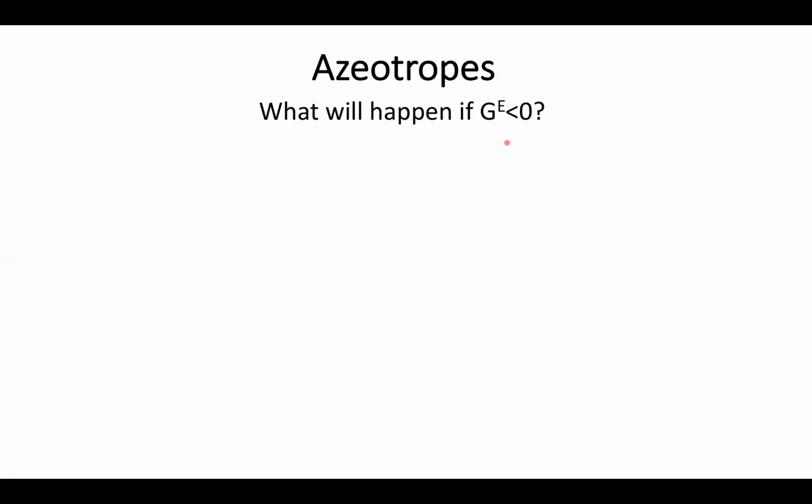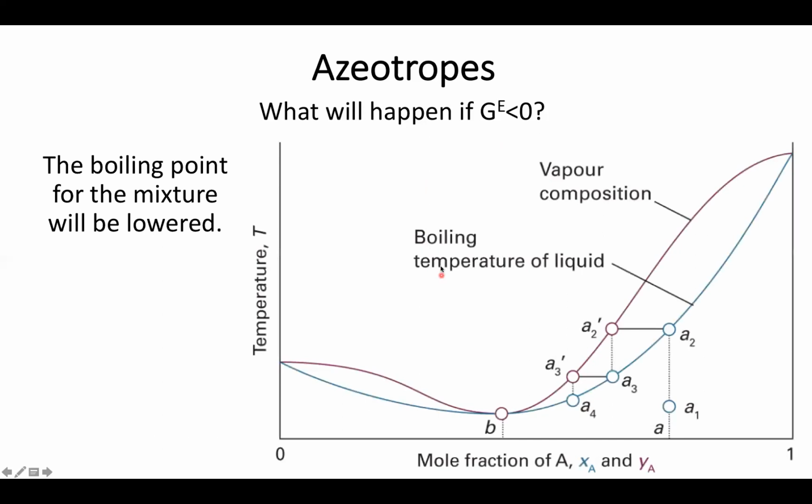So the first is if our Gibbs of excess is less than zero. As a reminder, if my Gibbs of excess is less than zero, what this means is that I have a negative enthalpy of mixing, which means that my mixture really wants to form, and I'd much rather be in the liquid phase than in the gas phase. So what sort of consequences is this going to have for a mixture? Well, in practice, it means that my two components like to form a mixture. So in practice, this means that my boiling point is going to be lowered.